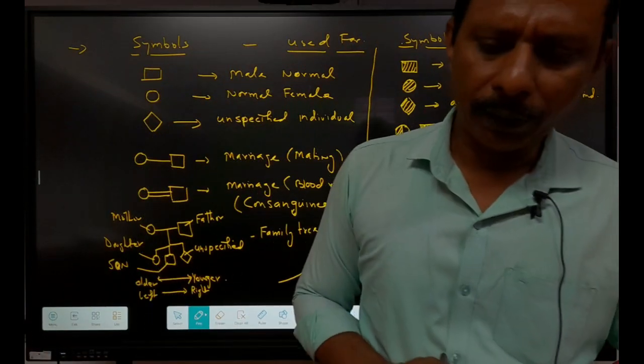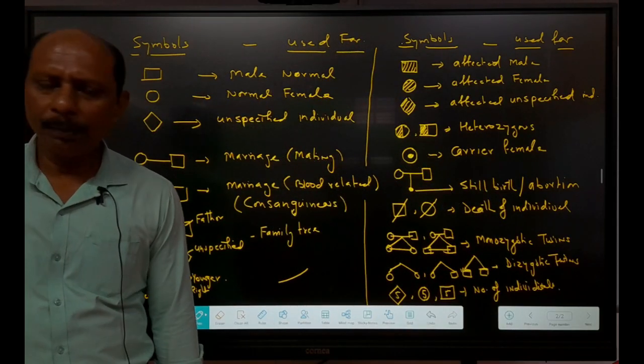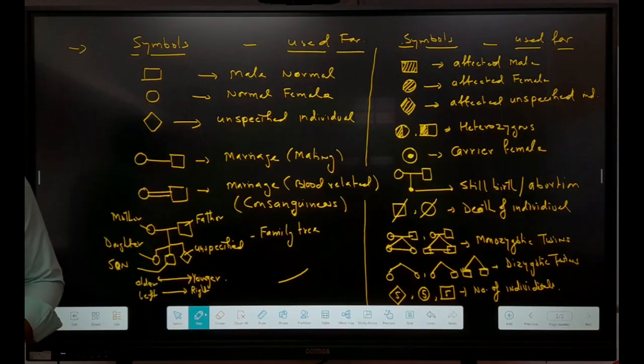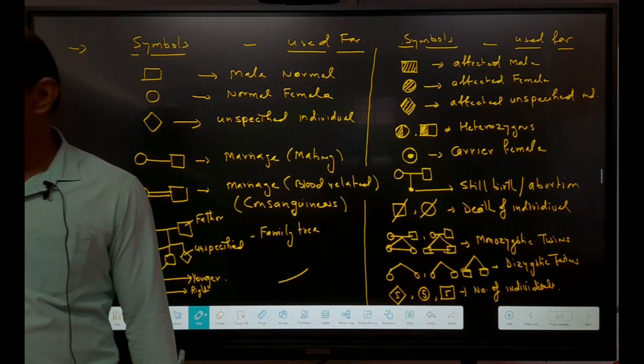Here's some information I want to give you: the dominant and the recessive traits in human beings. When we consider eye color, brown is the dominant and blue is the recessive.